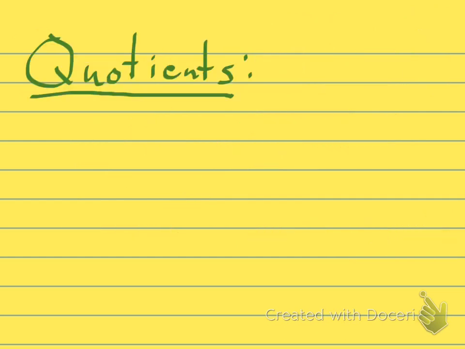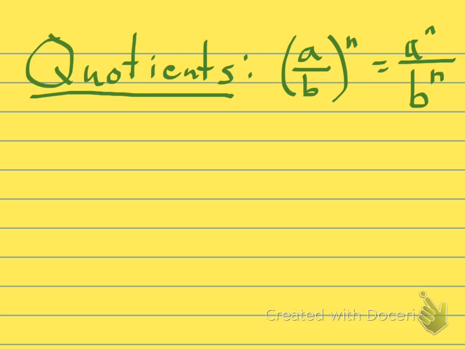Now let's talk about what we're really interested in, and that is quotients. If I take a fraction like A over B, and I raise that to the exponent n this time, we're going to do the same thing. We're going to take the nth power of the top, so that's A to the nth power, and we're going to divide it by B to the nth power. All right, let's practice it. Let's just do a couple.